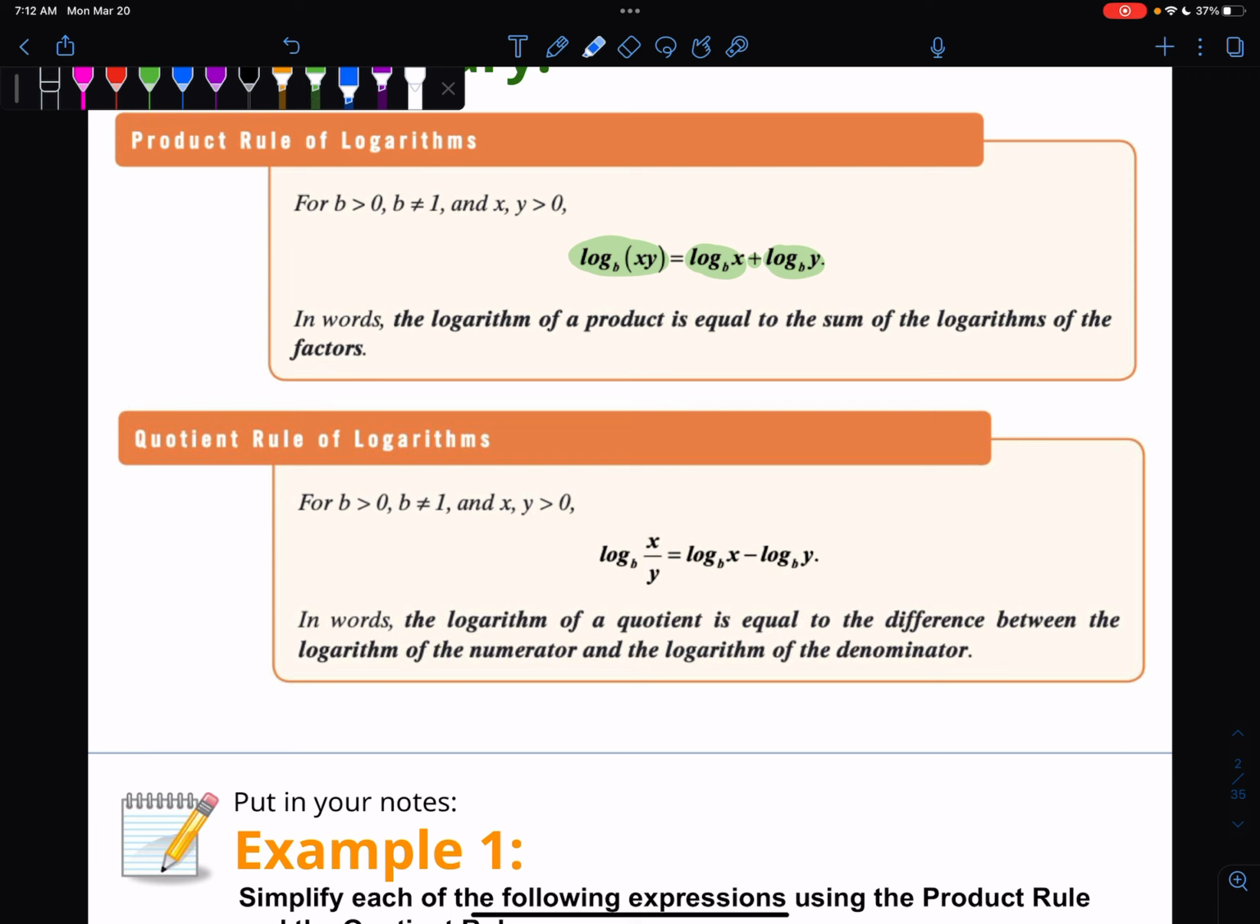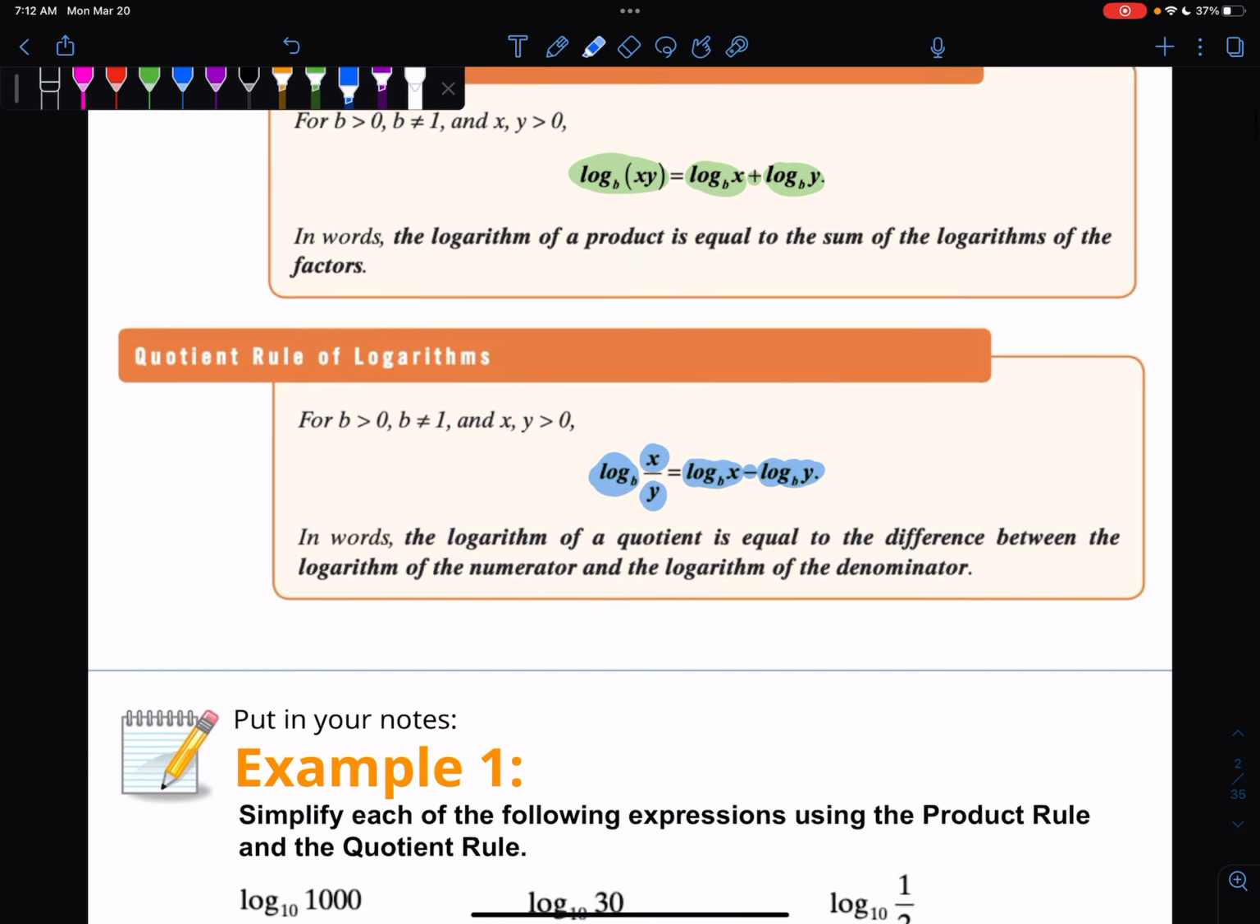Okay, next up we have the quotient rule. Quotient rule, you're going to take log base b, you're going to put x divided by y. So log base b of x minus log base b of y. And this is the quotient rule. So we use these when we're expanding and we're simplifying these logarithmic expressions.